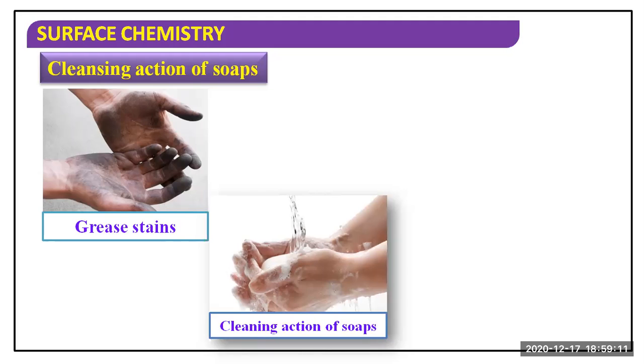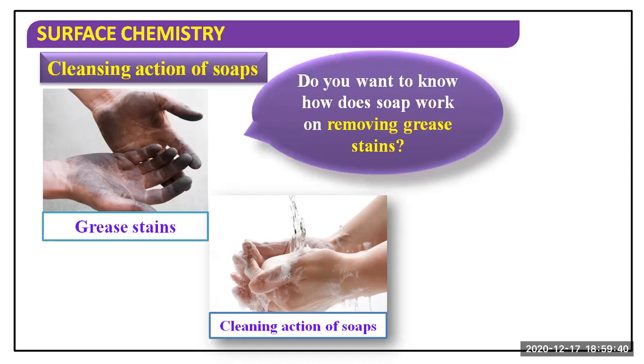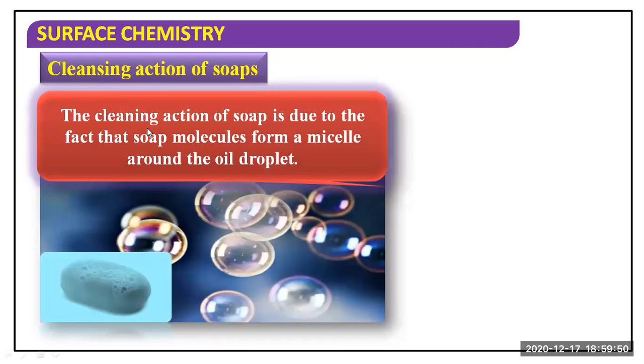Then cleansing action of soaps, how it can act, because soaps contain tail or hydrophobic part. This hydrophobic part aggregates with this type of dirty particle and it will form a micelle, and this micelle will be heavier and it will be removed from the cloth. So, do you want to know how does soap work on removing grease stains? The cleaning action of soap is due to the fact that soap molecules form a micelle around the oil droplet.